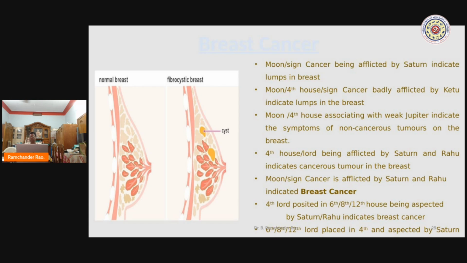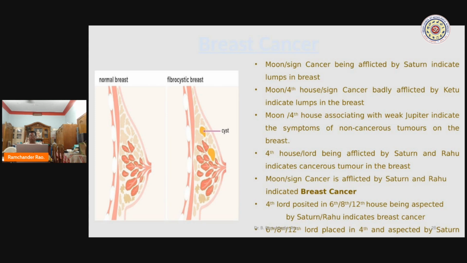So we have to see that the 4th house should be clear and should not be aspected by Rahu or Saturn, which leads to cancer or formation of cysts in the breast. This is very, very important. We have to see whether it is going to lead to breast cancer or formation of tumors in the breast. By saying these are the parameters, I can go into the depth, but now we have only about 5 minutes.